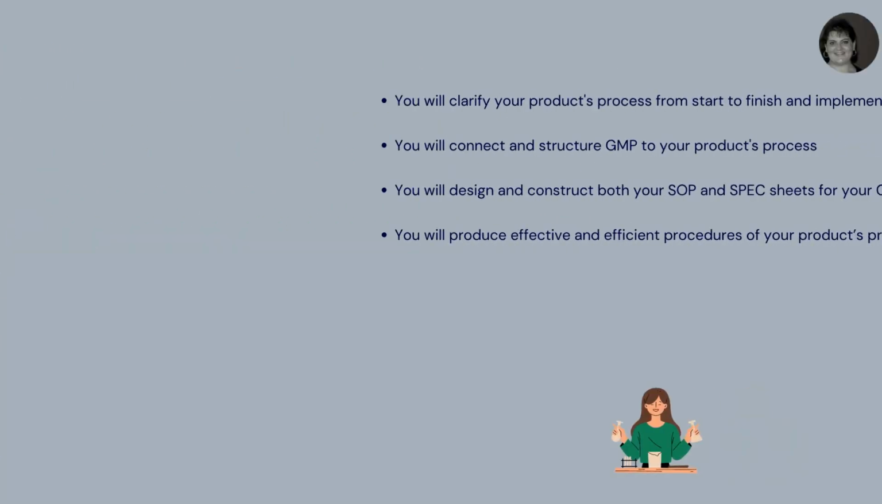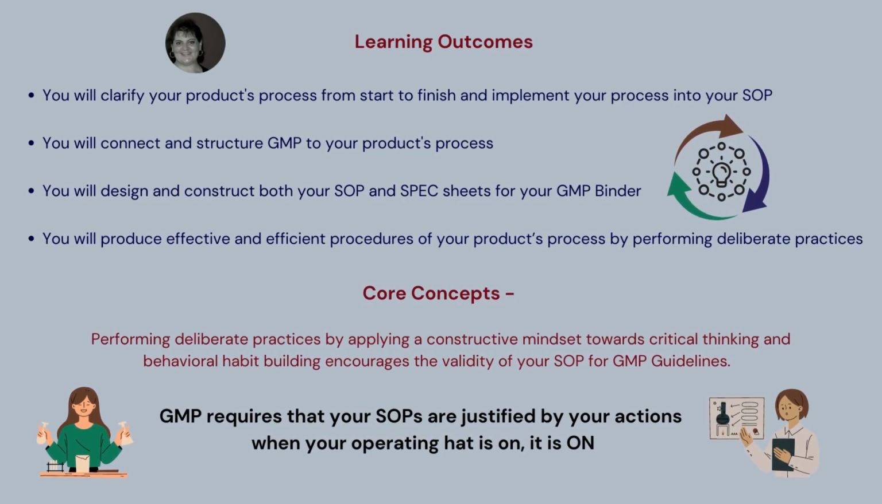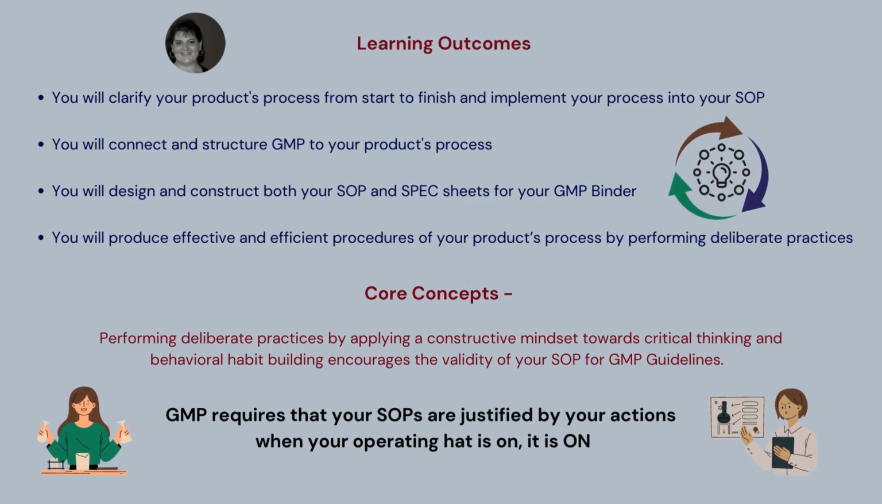The learning outcomes for Section 3 are: 1. You will clarify your product's process from start to finish and implement your process into your SOP. 2. You will connect and structure GMP to your product's process. 3. You will design and construct both your SOP and your spec sheets for your GMP binder. 4. You will produce effective and efficient procedures of your product's process by performing deliberate practices.